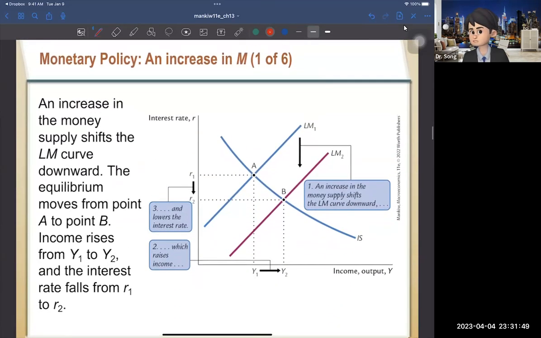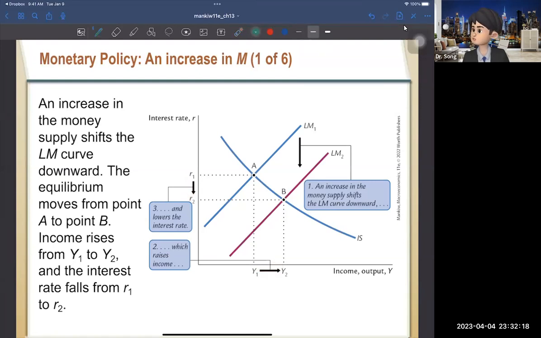And then the monetary policy, well, the monetary policy shifts this LM curve, and expansionary monetary policy shifts this LM curve to the right, and contractionary monetary policy shifts this LM curve to the left. Okay, shift to the right or shift downward, basically they are the same. It depends on the slope, but they are the same. So as a result of the expansionary monetary policy, interest rate is decreased and the output is increased.